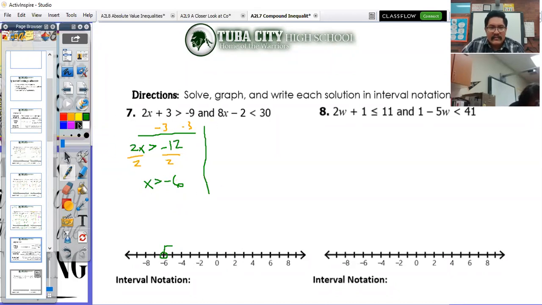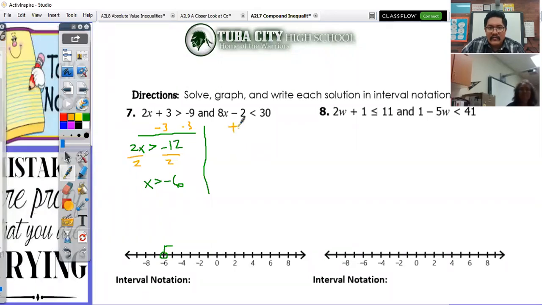Let's go ahead and move over to the next one. I'm going to get rid of this 2 here, so add 2 to both sides. And now I have 8x is less than 32. So what number can I times by 8 so that it's less than 32? Well, let's keep solving it. Divide both sides by 8, because again, that's 8 times x. So it has to be a number less than 4. If I multiply 8 times any number less than 4, I should get less than 32.